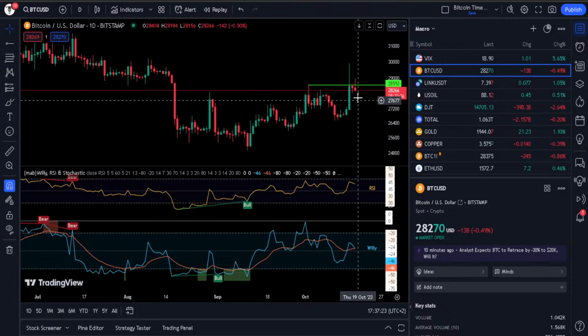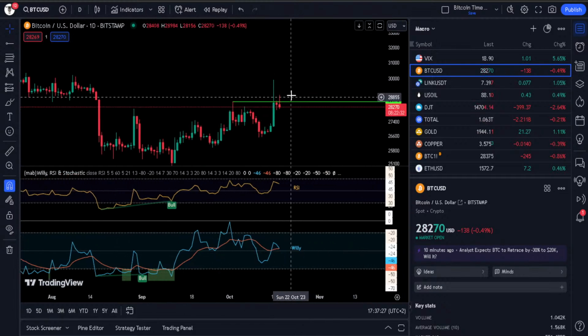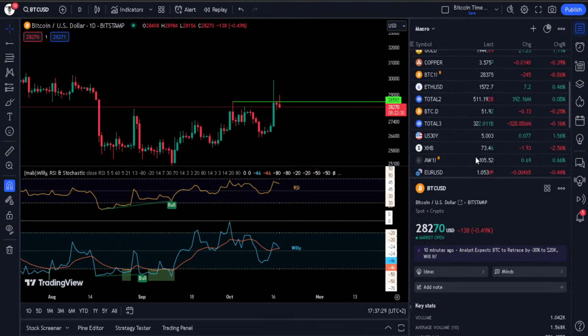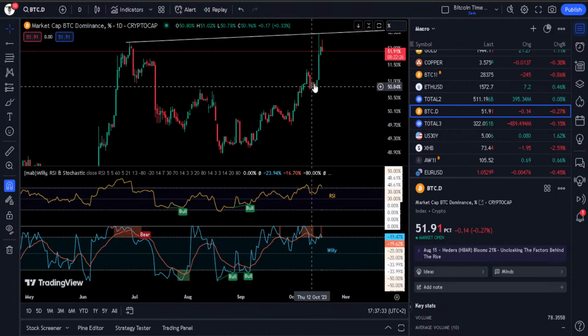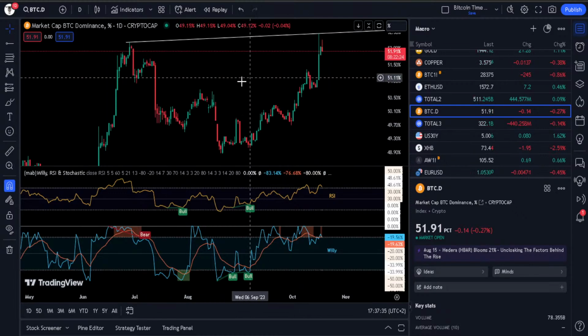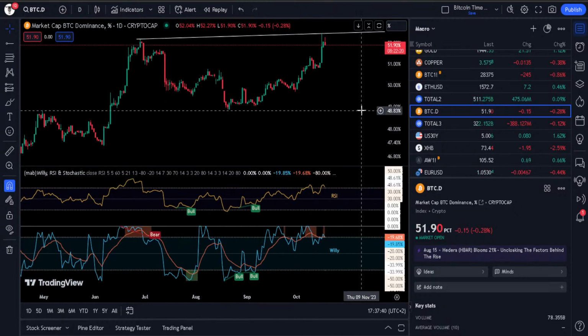This is a massive W, as you can see. We need candles to close above here, but it's struggling to break out over here. On the Bitcoin dominance, we talked about this yesterday. For our altcoins, especially Pulse Chain, to do well, we need this to break down, right?